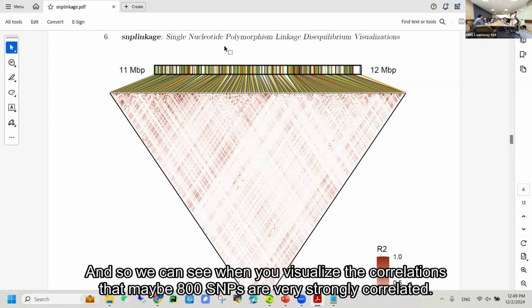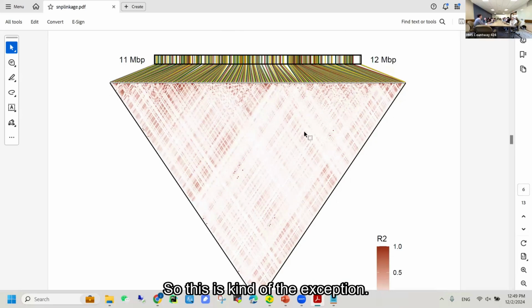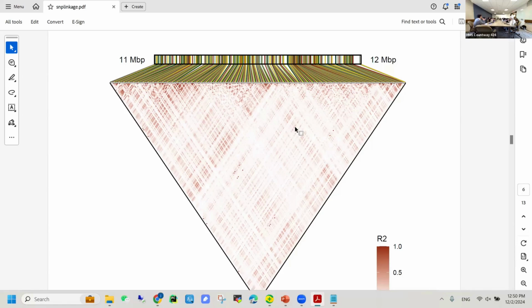And so we can see when we visualize the correlations that maybe 800 SNPs are very strongly correlated. So this is the exception. It's the largest inversion. There are a few other inversions. What do people do with this kind of situation? They prune. What I meant is, how do they prune?